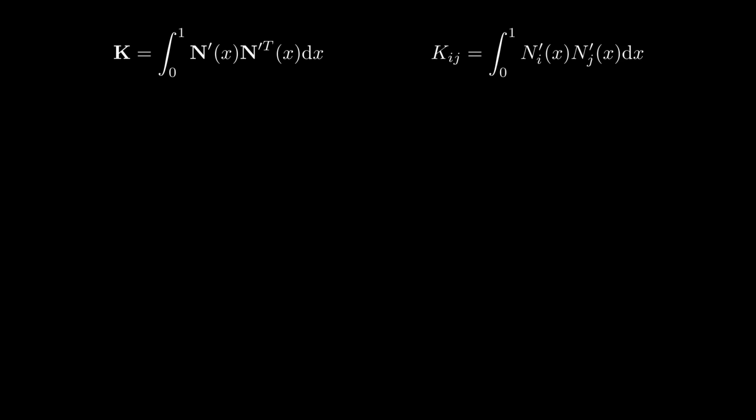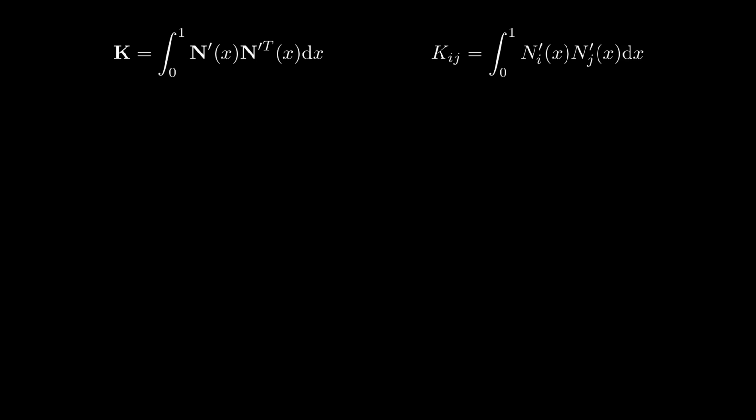Let's start with K. K is a matrix with one row and one column for each shape function. We can compute K by computing each component of the matrix separately. Writing the formula for K in index notation, we will find that the matrix component Kij equals the integral of ni prime times nj prime. As an example, let's compute the component K01.